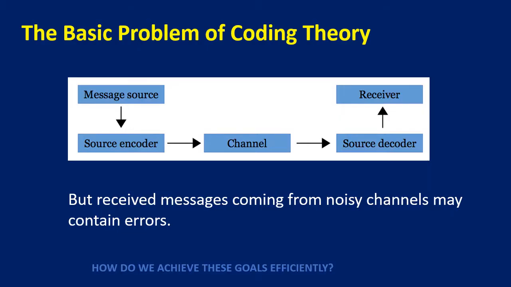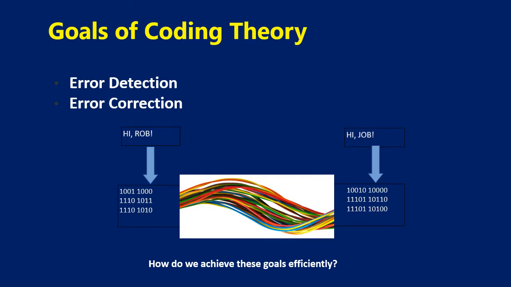Again, here we have a more detailed example. We have the message source, and then the source encoder, the channel, the source decoder, and the receiver. I will talk about source encoder and source decoder later on in detail. But again, you have your sender and your receiver. Here are the two goals: we want to detect and to correct error.